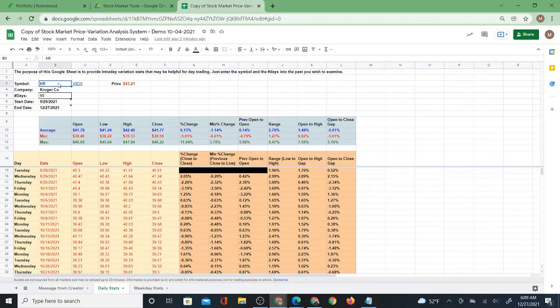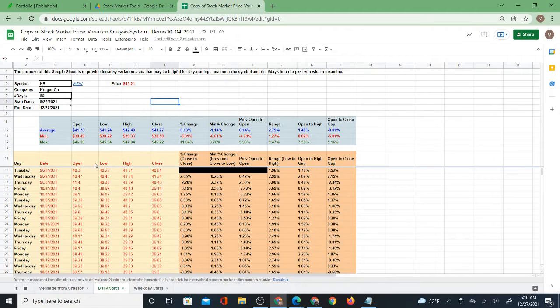Now first of all, the first one is Kroger, which is KR. The symbol is KR, the company is Kroger. And with this Google Sheet that I created, we're looking at the last 90 days. You can change the number of days if you want, but you can see it's going to start with September 28th automatically and goes up to December 27th.